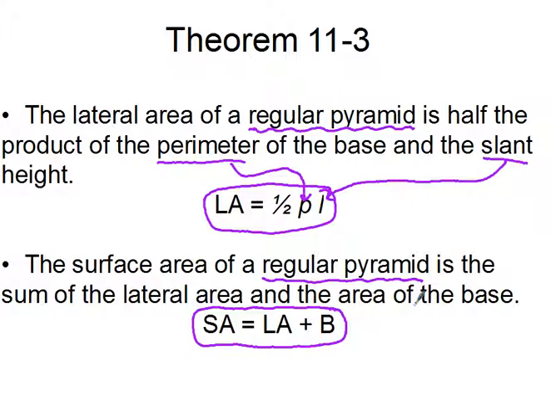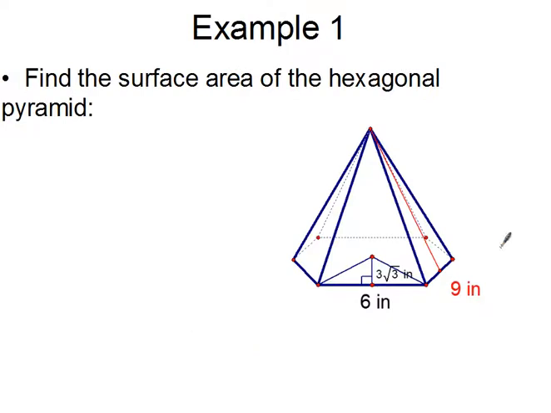Otherwise, if it's a pyramid with some obtuse triangle on the bottom, you would just add up all the areas of the surfaces. All right? So this one, it tells you it's a hexagonal pyramid, which means it is a regular pyramid. So then we can do surface area equals 1/2 PL plus the area of the base.